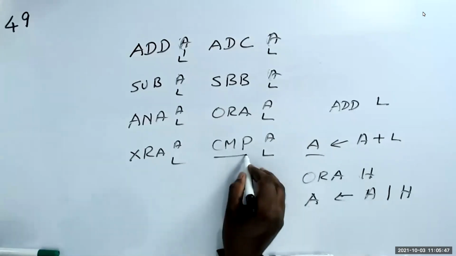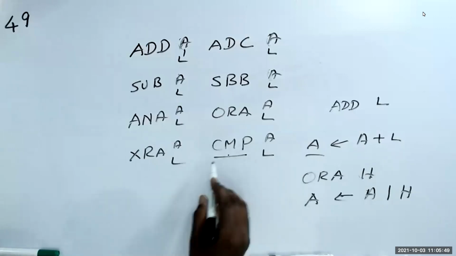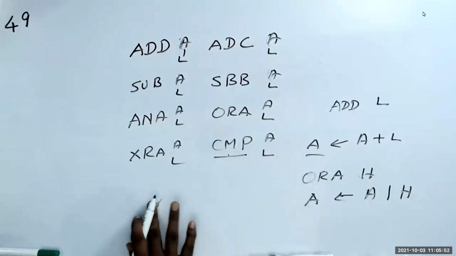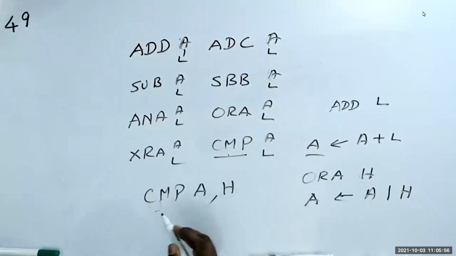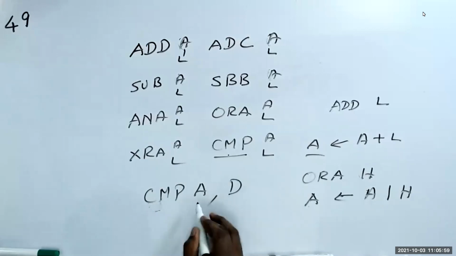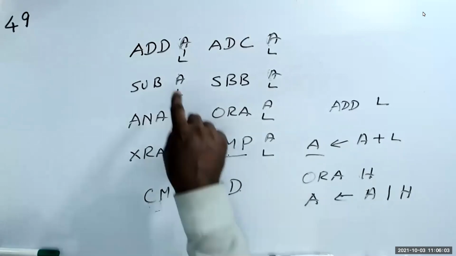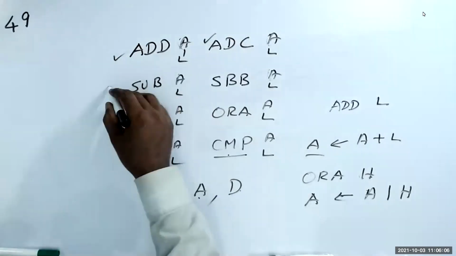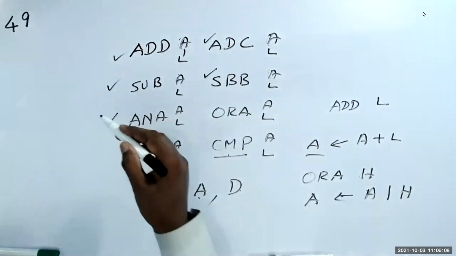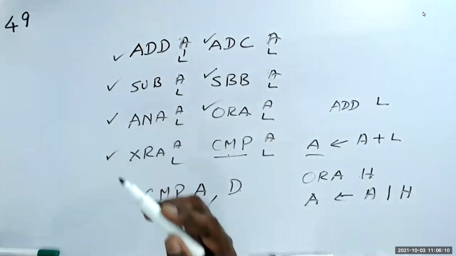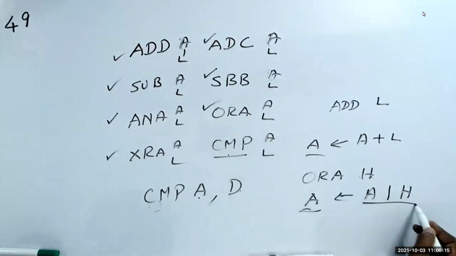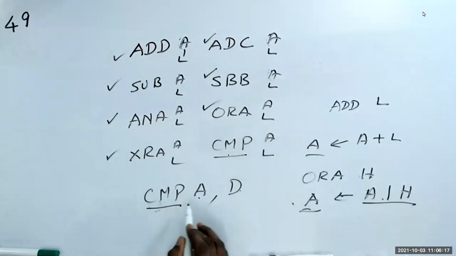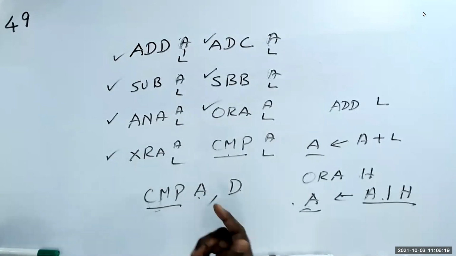I say compare. I will do compare A, for example, you compare A and H or A and D. The point is, in the other cases, add, add with carry, subtract, subtract with borrow, and, or, XOR, in all of these the A will get affected. But in compare, A will not get affected, only flags will get affected.